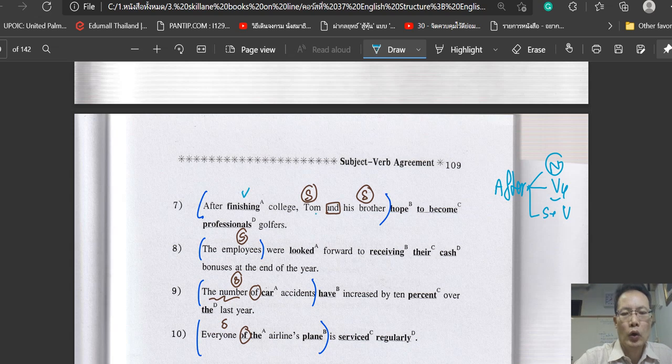College. Tom and 2 persons hope to become professional. I said professional golfer. 2 nouns together, compound nouns. The first one, no S-E-S. Like this. Deduct.